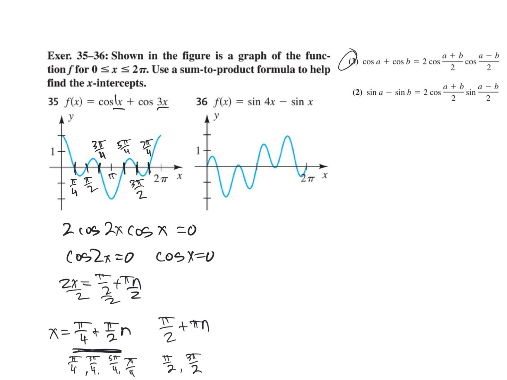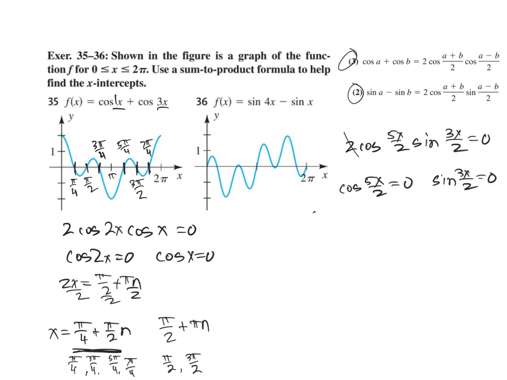Those are your answers. All right, number 36, we're using sine minus sine, which is the second formula. So this is 2 cosine of 4 plus 1, which is 5x over 2, times the sine of 4 minus 1, which is 3x over 2, equals 0. Again, dividing off the 2 doesn't matter. So where does the cosine equal 0, and where does the sine equal 0? For 5x over 2, cosine equals 0 at pi over 2 plus pi n. And for 3x over 2, the sine equals 0 at pi n.